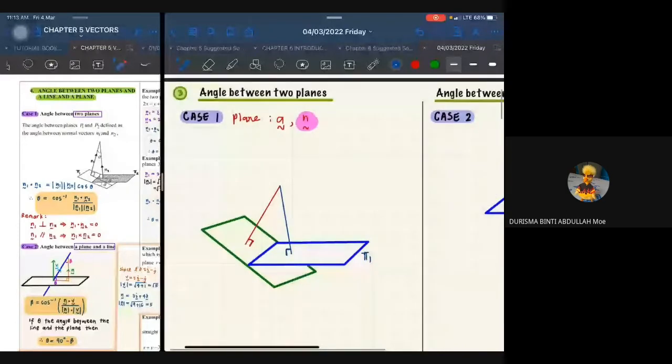So this is pi 1. Pi 1 adalah plane 1. And then ini pi 2. Pi 2, plane number 2. Okay, so this one.